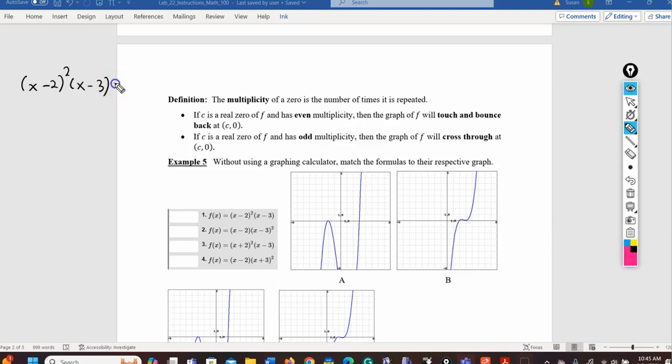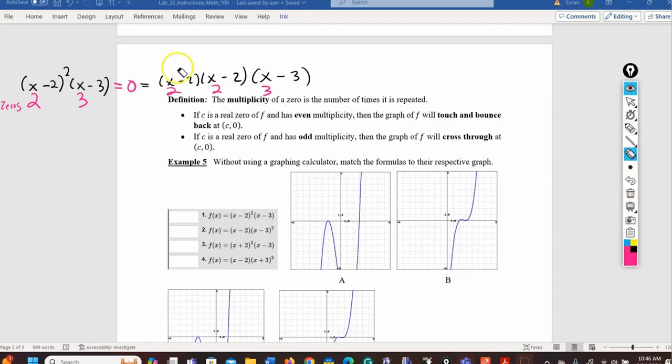What are the zeros? Well, set it equal to 0, and you can see that the zeros, x equals 2 and x equals 3, will make the whole thing 0. So those are my zeros. Now, what about the multiplicity? How many times is it repeated? Well, x minus 2 squared is the same as x minus 2 times itself twice. And so what are the zeros? Well, 2, 2, and 3. So 2 is a zero that's repeated twice. So it has even multiplicity. 3 is only repeated once. So it has odd multiplicity.